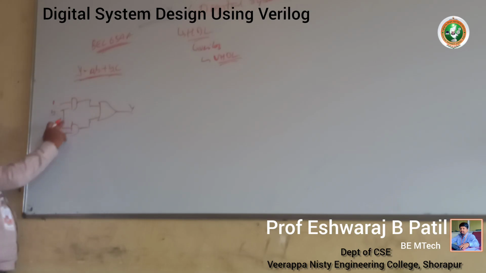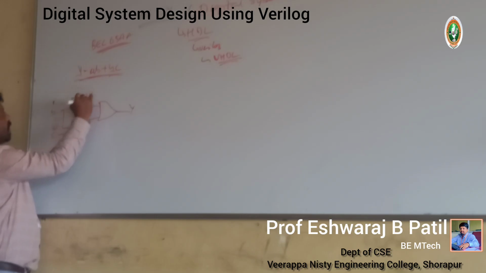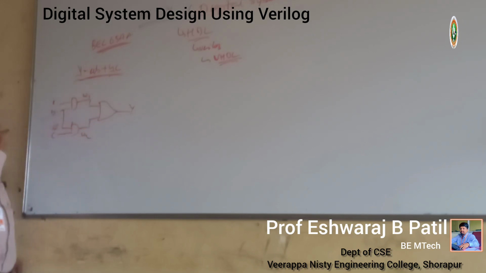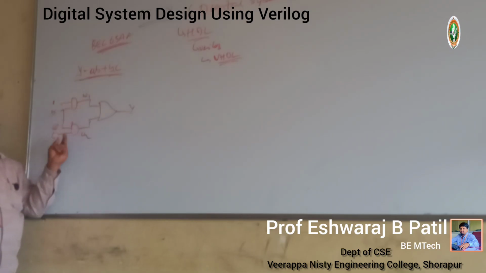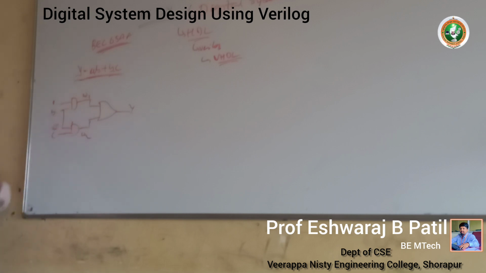The outputs of the first and second AND gates we call W1 and W2. These are the inputs, this is the output. What is in between these two gates? We call this the interconnection, or wire. So we are defining their names as W1 and W2. These are the interconnections, the outputs of the first AND gate and second AND gate. We designed the digital system while referring to this Boolean equation.